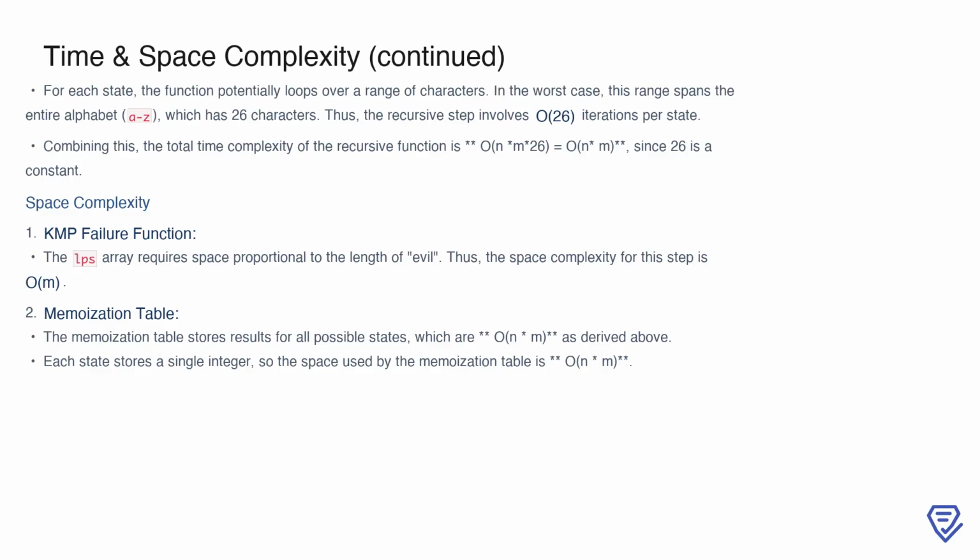Moving on to space complexity, the pre-processing step with the KMP failure function requires an LPS array proportional to the length of the evil string, which is O(m). Additionally, the memoization table stores results for all possible states, and as we derived earlier, this contributes O(n*m) to the space complexity. Therefore, these two components together form the primary contributors to the space requirements.